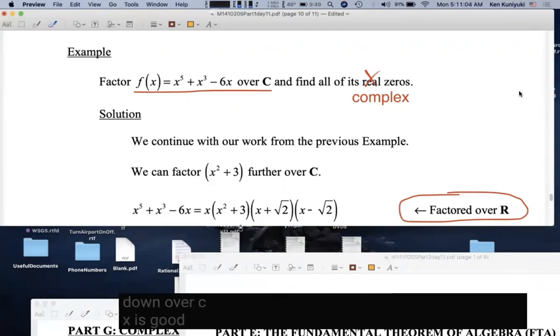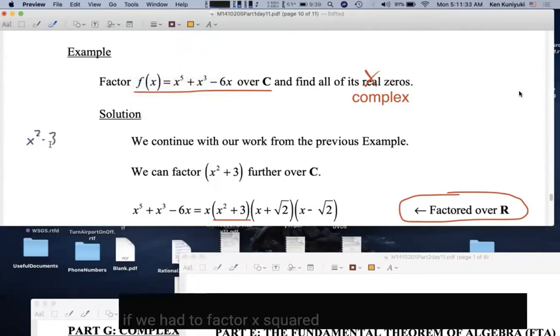X is good. These two other linear factors are also good. It's this prime or irreducible quadratic over the reals that we can break down further. X squared plus 3. How can we factor it over C? Well, look at it this way. What if we had to factor x squared minus 3?